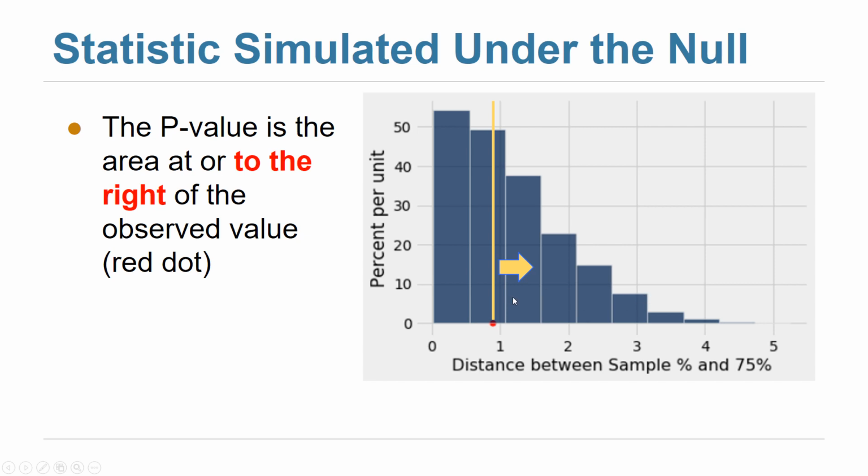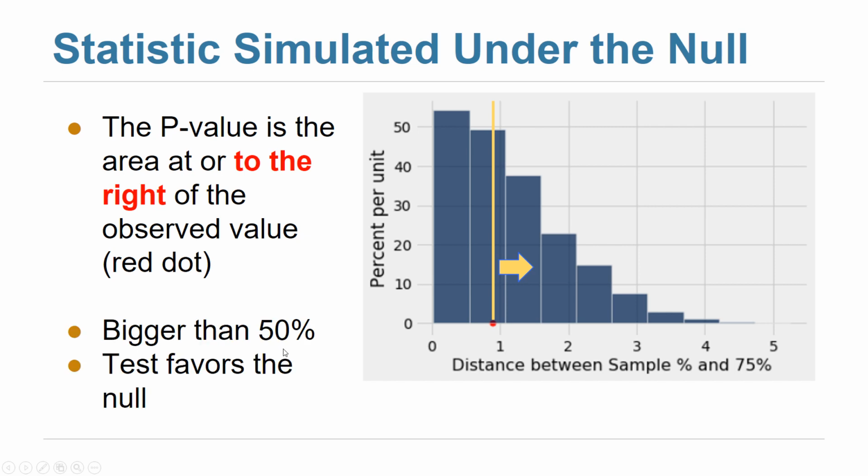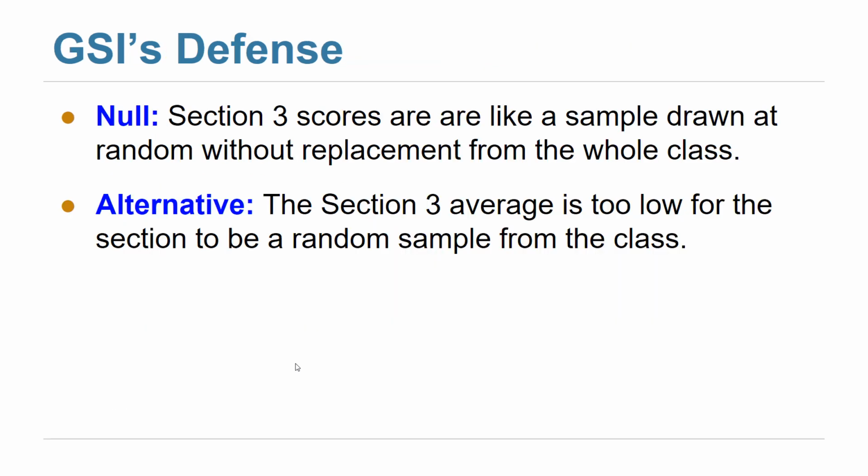In this case, the area was bigger than 50%, and by any convention, this means that we will favor the null hypothesis. It is bigger than any of the conventional cutoffs. And it's very clear it is consistent.